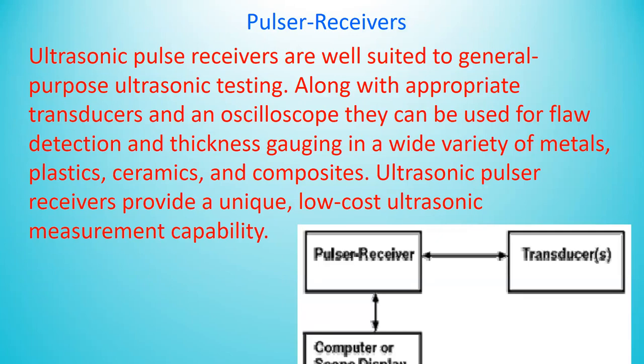So ultrasonic pulser-receivers are well suited to general purpose ultrasonic testing. Along with appropriate transducers and an oscilloscope, they can be used for flaw detection and thickness gauging in a wide variety of metals, plastics, ceramics, and composites. Ultrasonic pulser-receivers provide a unique low cost ultrasonic measurement capability.